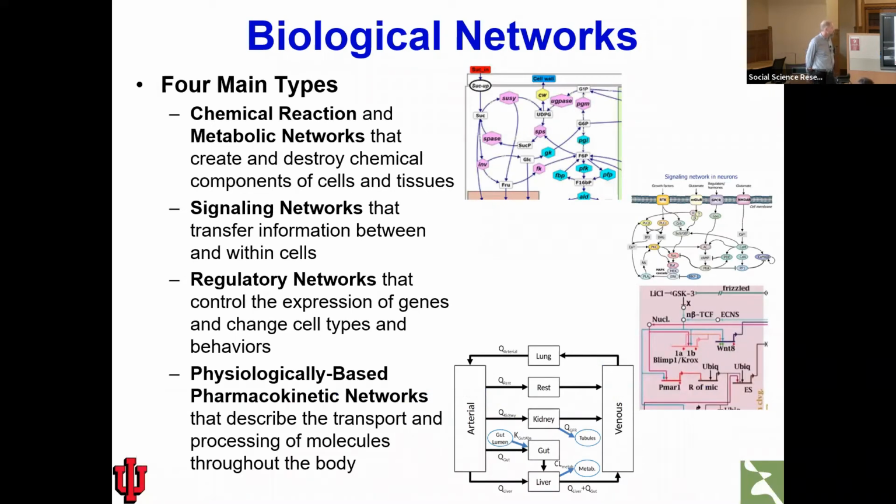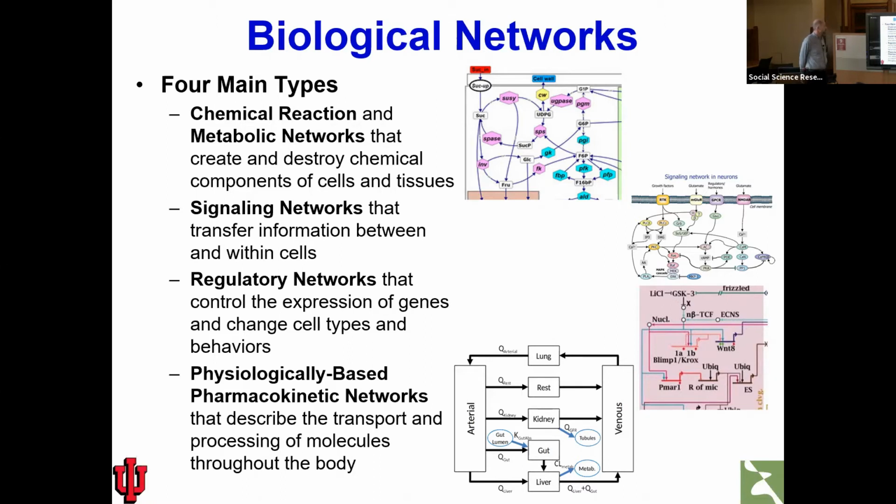When we come to thinking about biological networks, and we want to talk about networks that actually represent molecular species per se, we find that there are 4 kinds of networks that we'll run into. What are typically called chemical reaction networks or sometimes metabolic networks, which destroy or create the components of cells. Signaling networks that transfer information within and between cells. Regulatory networks that turn genes on and off.